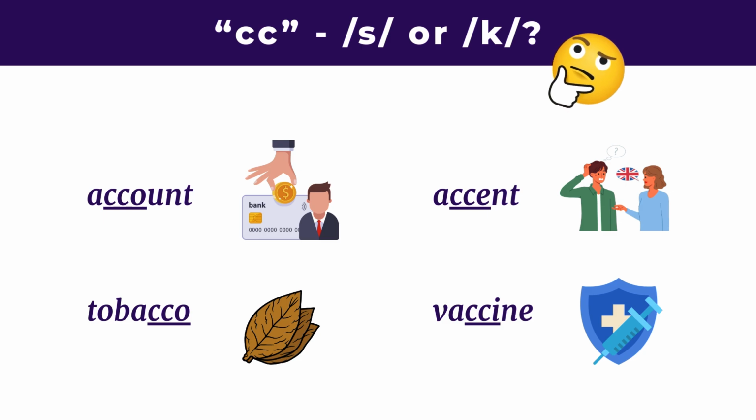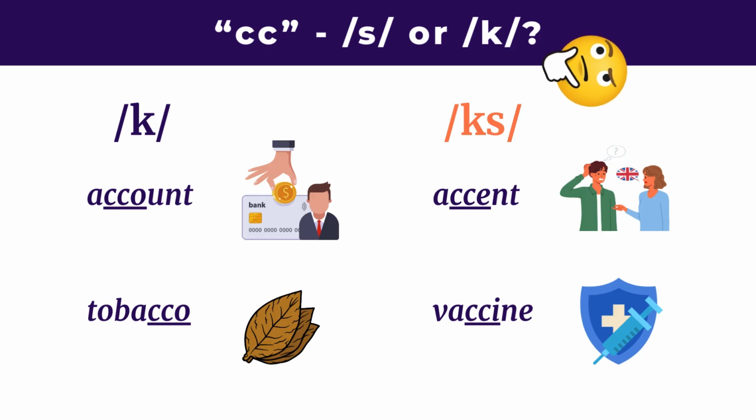Let's practice reading double C. Try to read these words. Here are the answers. Account, tobacco, with a sound k. Accent, vaccine, with a sound k, s, because the second C is before E or I. Did you read them correctly?